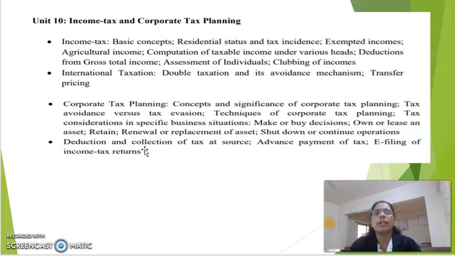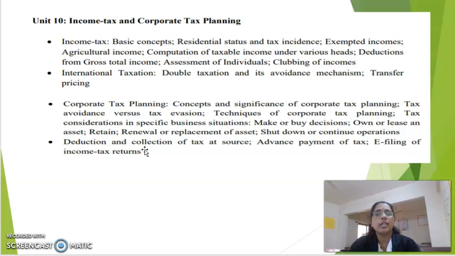So the first topic is based on income tax, and it includes the basic concept, residential status and tax incidence under residential status, exempted income, agriculture income, computation of taxable income under various heads, deduction from gross total income, assessment of individuals and clubbing of incomes. The meaning of all these points and the questions related to them will be discussed after each point. International taxation, double taxation and its avoidance mechanism, as well as transfer pricing, is the second chapter. Then chapter number 3 is corporate tax planning, concept and significance of corporate tax planning.